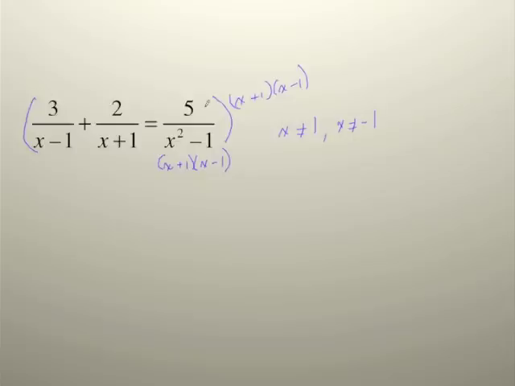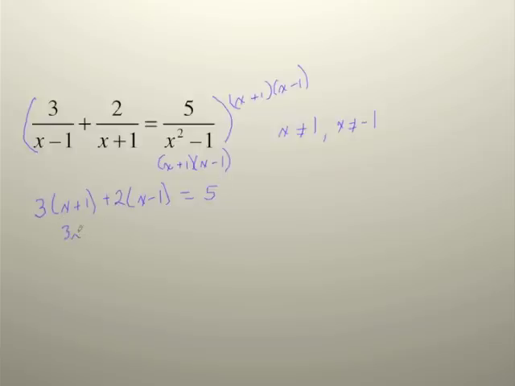The first fraction times our common denominator, the x minus 1s are going to cancel out, and I will take the 3 times the x plus 1 plus the second one, the x plus 1s will cancel out, and I'll take the 2 times the x minus 1. And the third fraction has both x plus 1 and x minus 1, so they both cancel out, and it just equals 5.